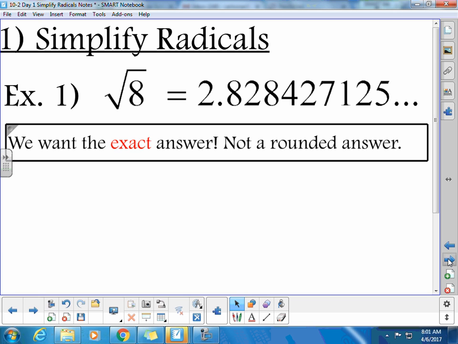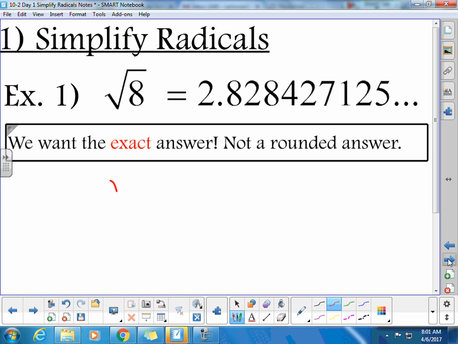So how do we simplify radicals? If you would plug the square root of 8 into your calculator, you would get this number, 2.828427125, and it will go on forever. We want the exact answer. We don't want a rounded answer. So how do we find the exact answer? We break up the square root, the radicand, into its parts.